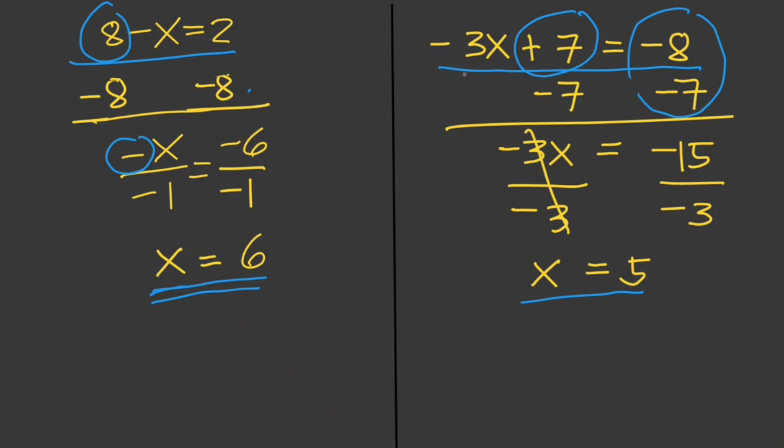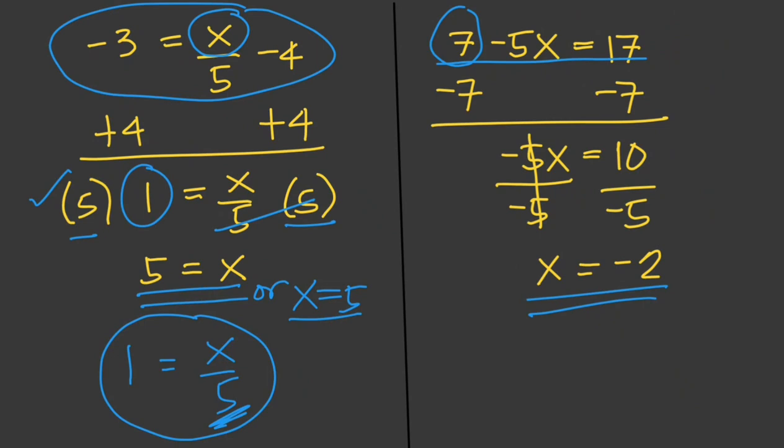Another example, this one. Negative 3x plus 7 equals negative 8. So we have to get rid of 7 here. So we subtract 7 from both sides of the equation. Then we are left with negative 3x. And on the other side, that is negative 8 minus 7, which is just equal to negative 15. And then we divide both sides by the coefficient of x, which is negative 3. Then our answer would be x is equal to 5.